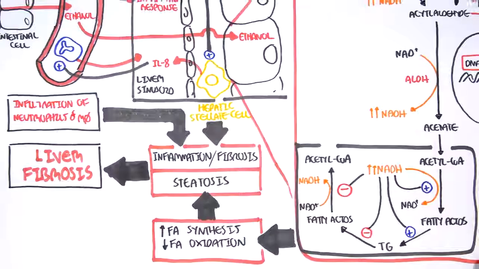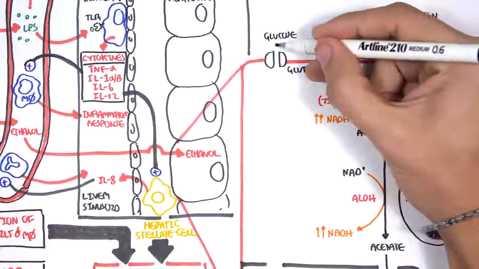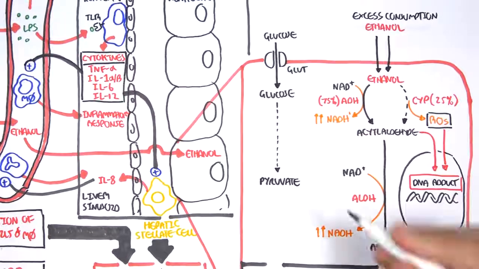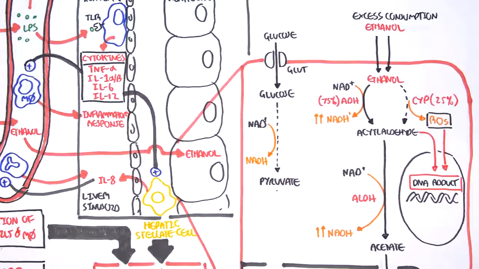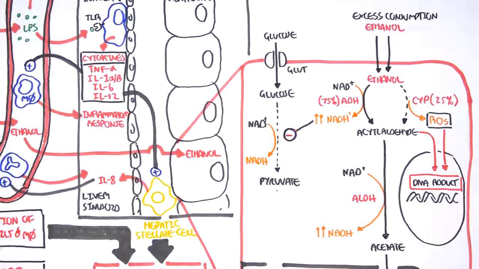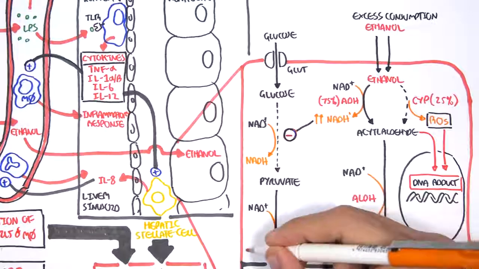Just to finish off this metabolic pathway, when we have glucose, right? So glucose gets transported into liver cells through the GLUT transporter. Glucose goes through glycolysis to make pyruvate. Pyruvate then goes through other pathways. But glycolysis actually produces NADH. But when we drink a lot of ethanol, we also produce a lot of NADH, right? So when we have excessive ethanol consumption, we inhibit glycolysis. So we inhibit glucose breakdown. Similarly, a lot of NADH will inhibit pyruvate conversion to acetyl-CoA.